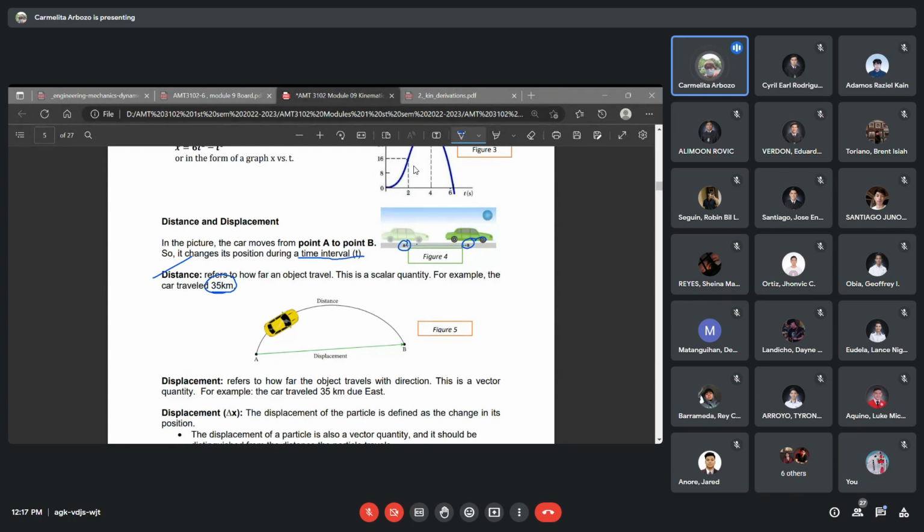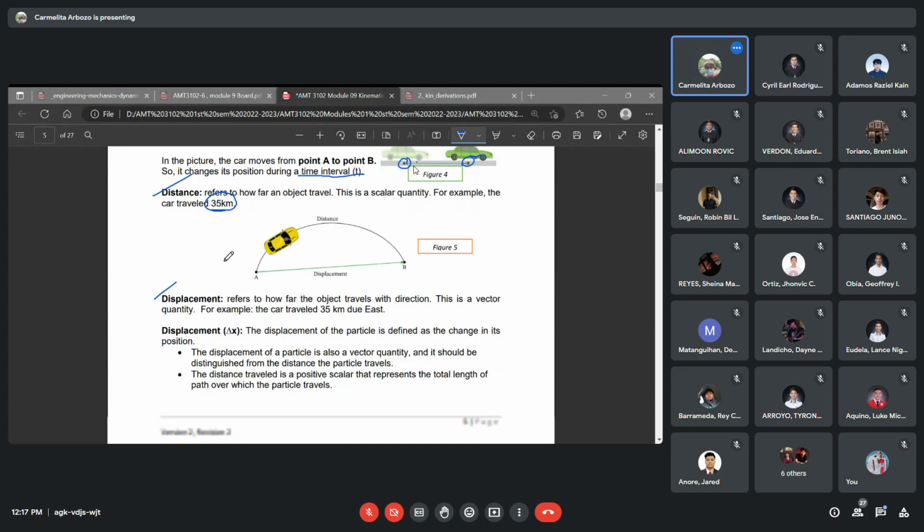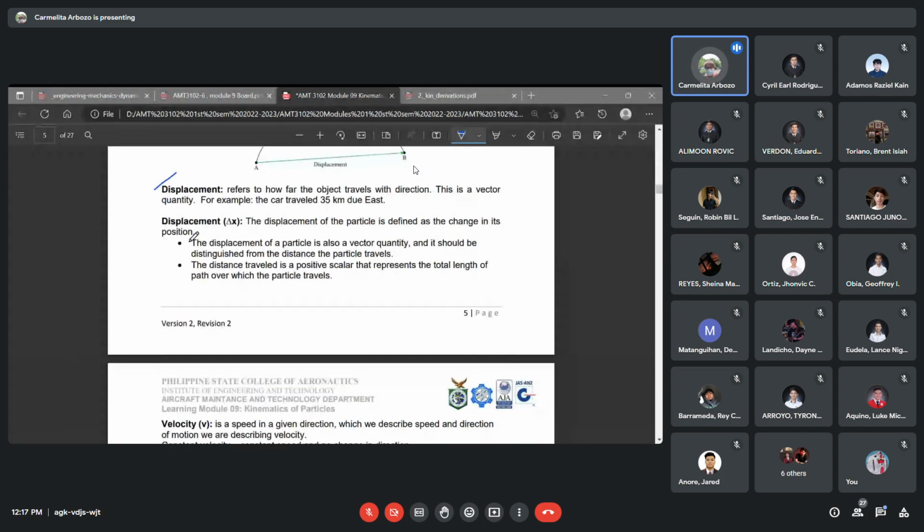Okay? Pero kung sinabi natin the car travels 35 kilometers due east, okay, that is already the displacement. Kasi, pag sinabi natin distance, it has only the magnitude; displacement, magnitude and direction. At yung displacement na yan will be designated as delta x, no? Ano yung delta x? That is now the change in position.